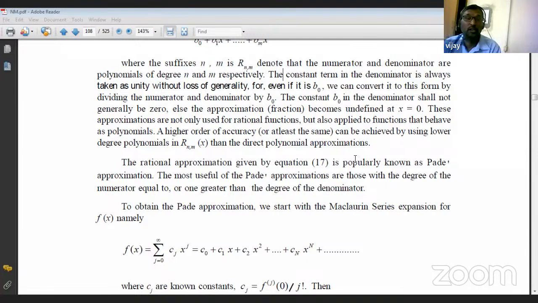These approximations are used not only for approximating functions, but also for functions where the same order of accuracy can be achieved using lower degree polynomials than the direct polynomial. The rational approximation given by this equation is popularly known as Padé approximation. The most useful of the Padé approximations is when the degree of the denominator is greater than that of the numerator.